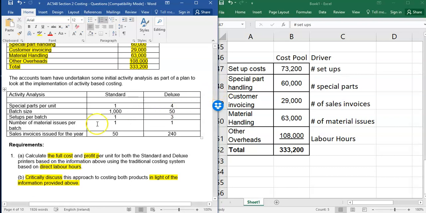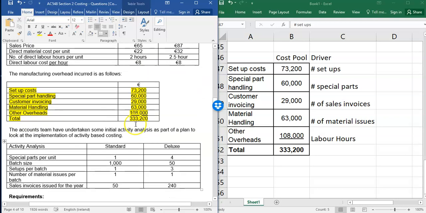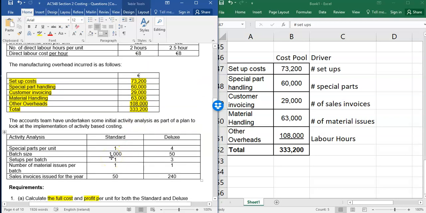Now there's a bit of a step here. You have to get the batch size and then the setups per batch. So there's 2 parts to this. For standard, for example, you have 12,000 units overall. If the batch size is 1,000, that means you have 12 batches to make all your standard. So be careful on that. It's going to be 12,000 units divided by 1,000. So the number of batches here are going to be 12.